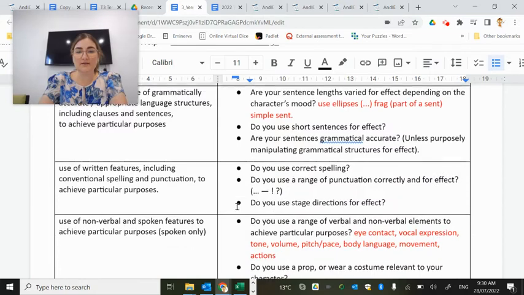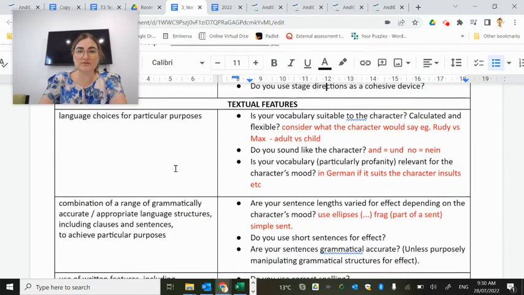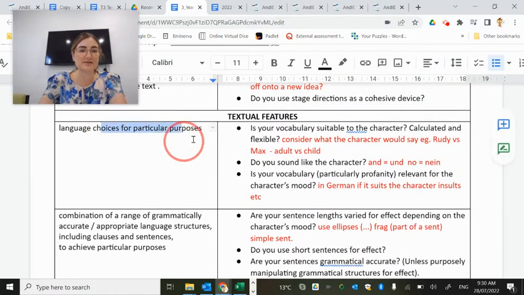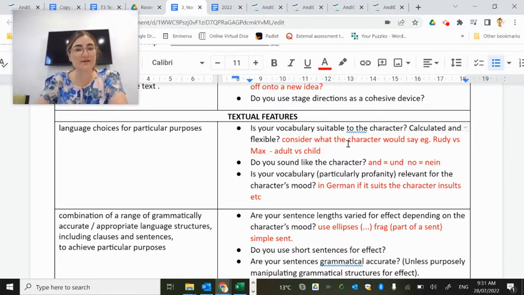All right, and the lucky last one, textual features. So this one here is about language choices for particular purposes. So is your vocab suitable to the character? Make sure that you are using words that Rudy would say, he's a child, versus what Max would say, who was an adult. Rudy has different life experiences than Max. He doesn't know large, complex language, whereas Max does. You would be obviously including German words and terms in there, whereas Max might include some Yiddish, which is the Jewish language, in his monologue.